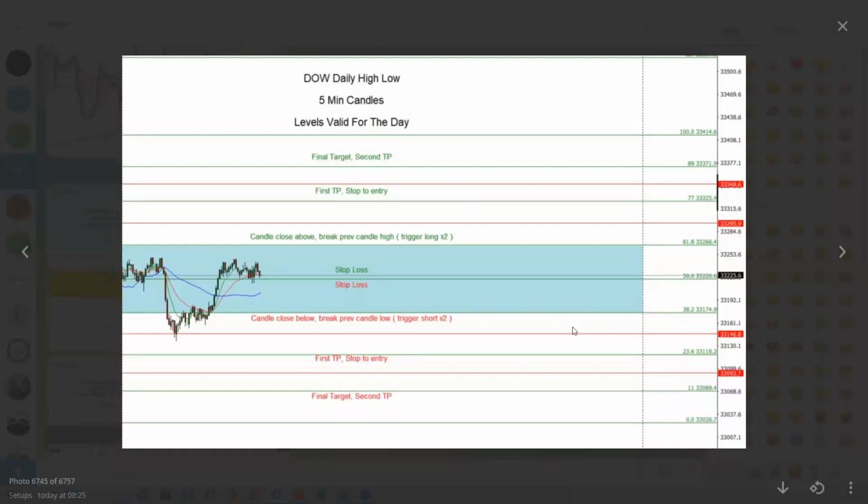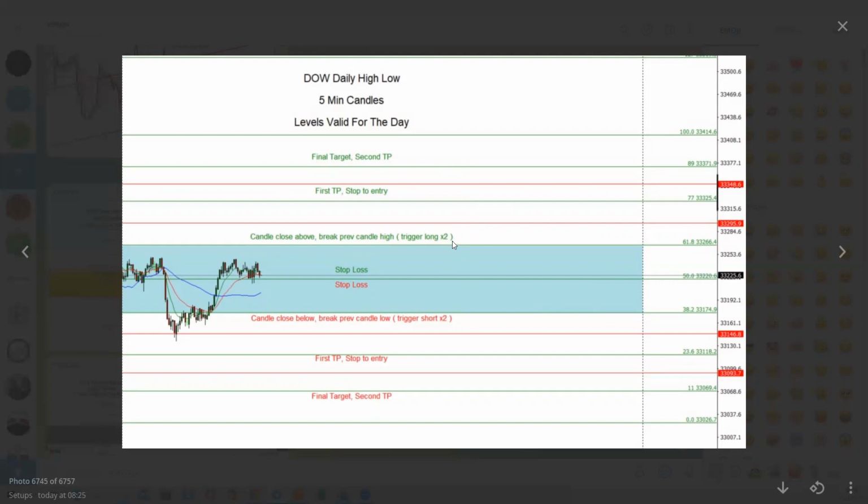On the Dow daily high-low, currently between levels of 50 and 61.8. If you look at the moving averages, 8 looks to be slightly above 21, above 50. That's indicating trend is up. So with that, we want a candle close above the 61.8. Break previous candle high to aim for that 77 first TP, 89 second TP, and stop loss being at the 50.